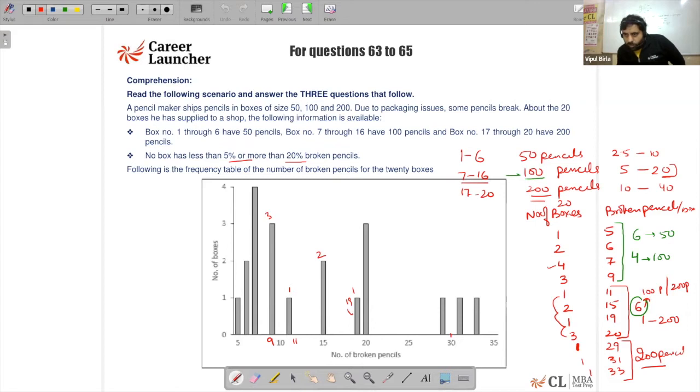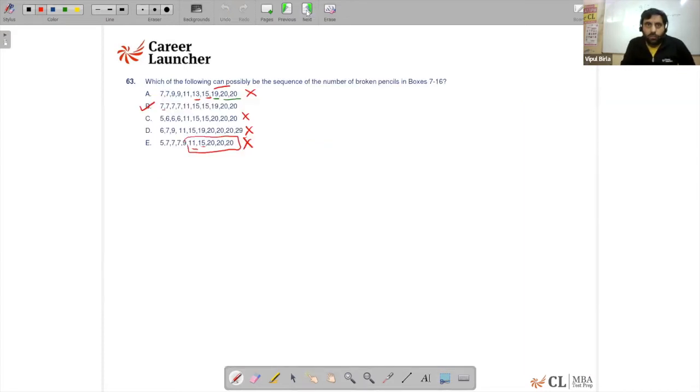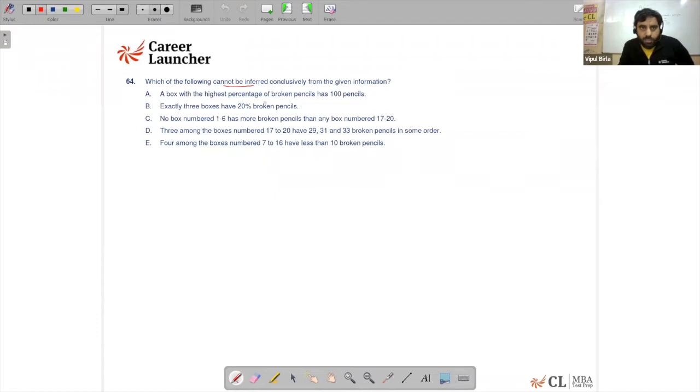So we know there are 6 boxes out of these 7. So there'll be at least one box which will have 20 broken pencils out of 100, which is 20%. So therefore, a box with the highest percentage of broken pencils has 100 pencils. So 20% is the highest. Yes, it is true. So it can be inferred. Since it can be inferred, therefore it is not the answer.